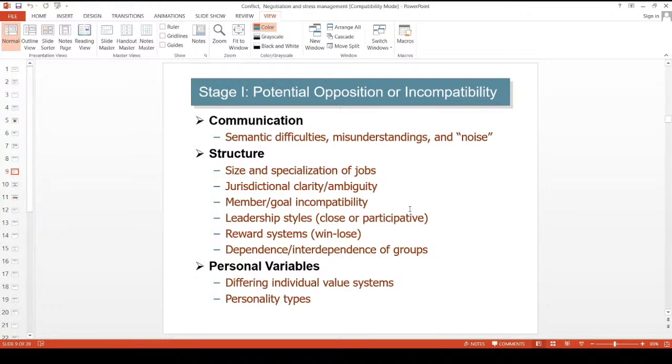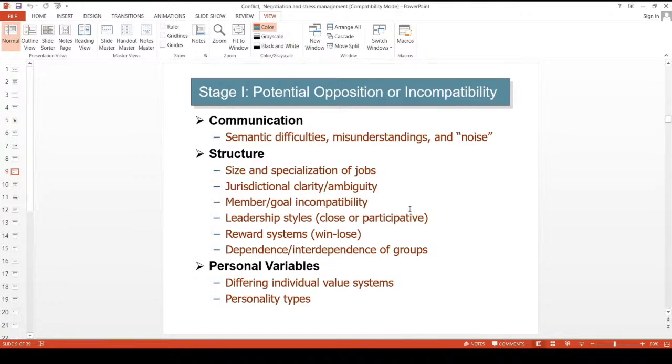Similarly, reward systems too are found to create conflict when one member's gain is at another's expense. For example, in a win-loss situation, there will be more chances of conflict as compared to the win-win situation, because in a win-loss situation one of the parties will be the gainer and the other party will be 100% loser. So whenever these two extremely opposing points are there, the chances of conflict will be more.